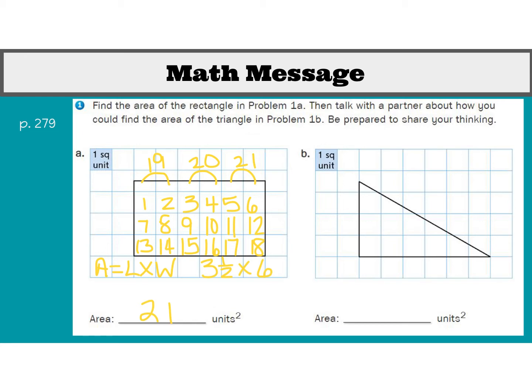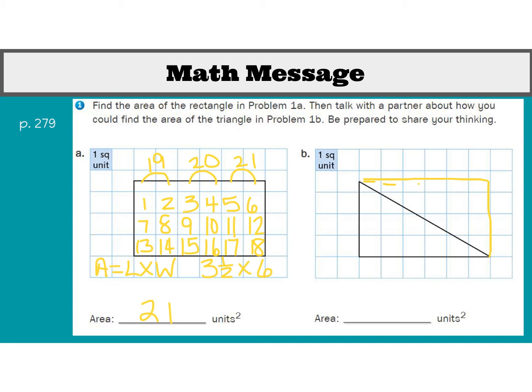So what we're going to do with this particular triangle is I want you to imagine moving the triangle on top of a rectangle or making it into a rectangle. So what would happen if we put a dotted line here, or maybe just draw a line? I'm trying to get that as straight as I can. I don't have a ruler on here. And we made a rectangle.